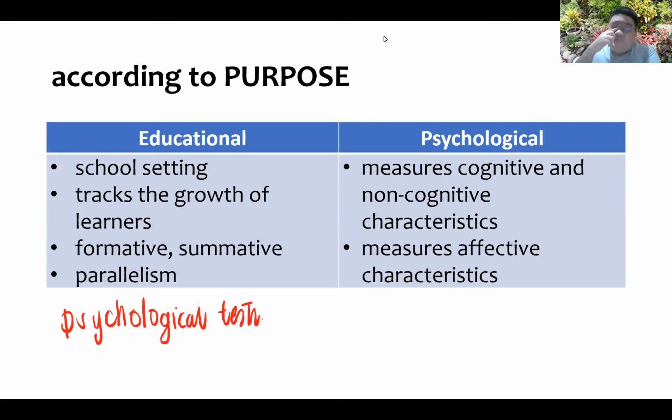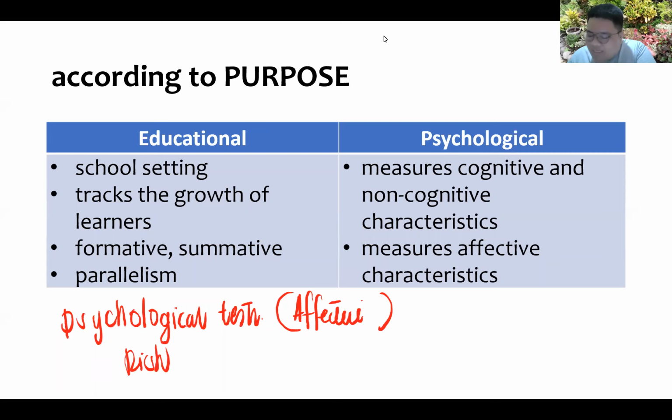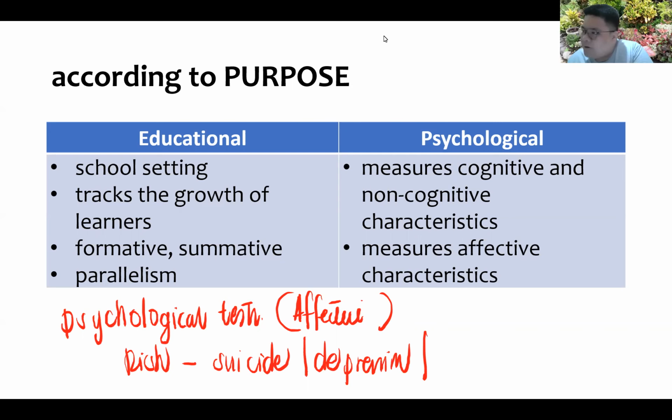And on the affective part of psychological test, there is a psychological test that would be able to determine the risk of the student, for example, suicide, the risk of the student for depression, and the risk of the student, for example, for non-compliance. I'm so sorry for opening up topics like this.